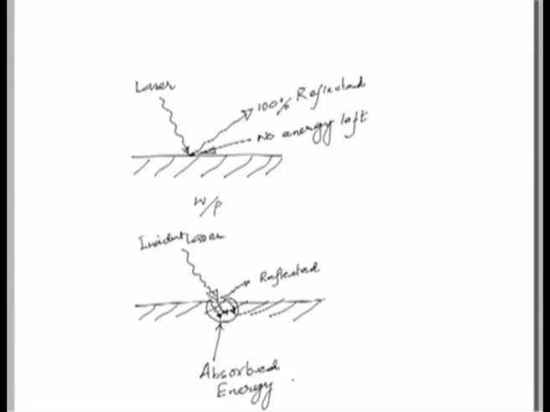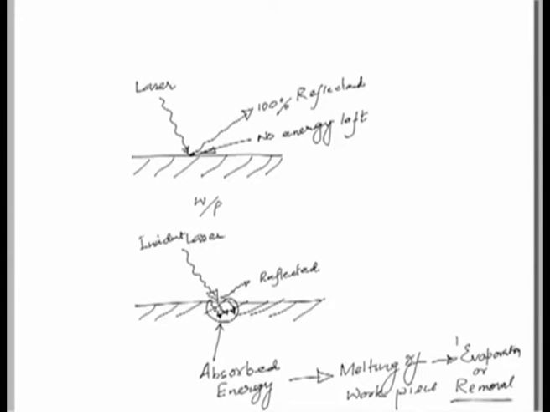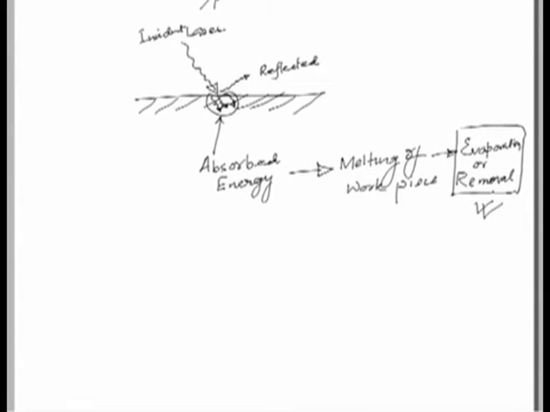So, this will do the melting of the workpiece, and finally, we will get evaporation, or this is also called removal. So, our ultimate goal will be to evaporate the material or removal of the material. Hence, this absorption of the energy by this workpiece material is very important rather than getting reflected. So, the reflection should be as less as possible in case of any workpiece that is to be worked with laser energy.